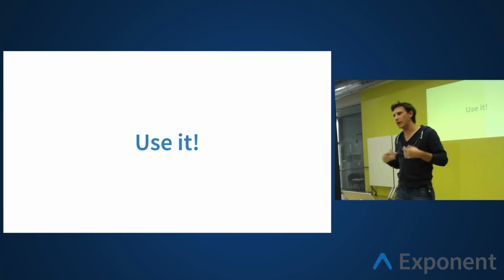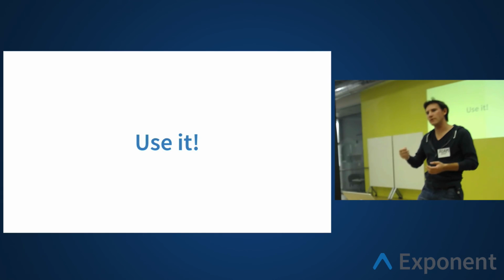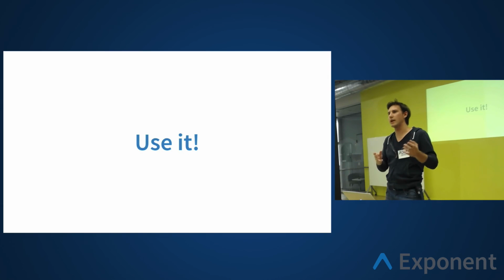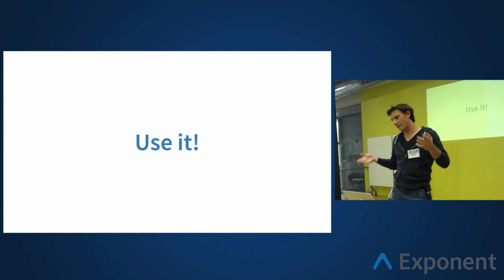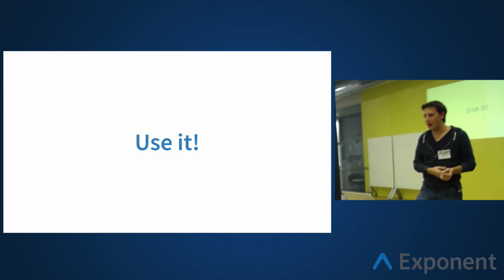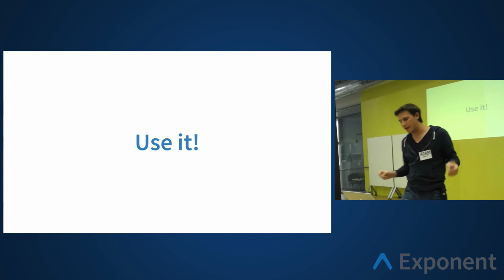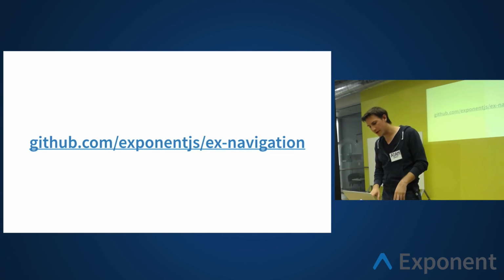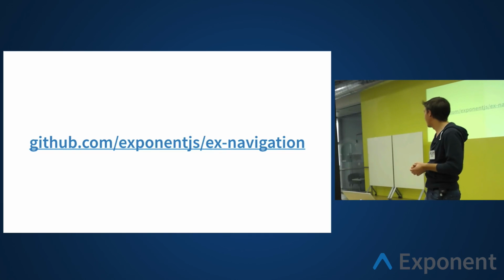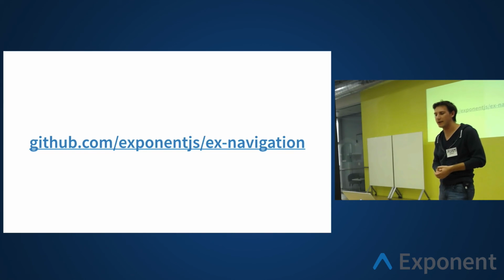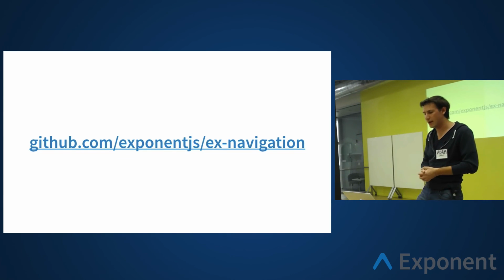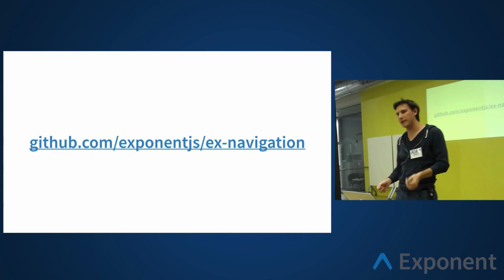And so we're looking into ways where we can make XNavigation pluggable so that if you have that use case, you can still use the XNavigation API, which I like to think is pretty nice, but have a different kind of implementation under the hood that fits in with your brownfield React Native app. So our hope with XNavigation is that it becomes kind of a one-stop shop for navigation in React Native and Exponent. So come check it out on GitHub and give it a try.